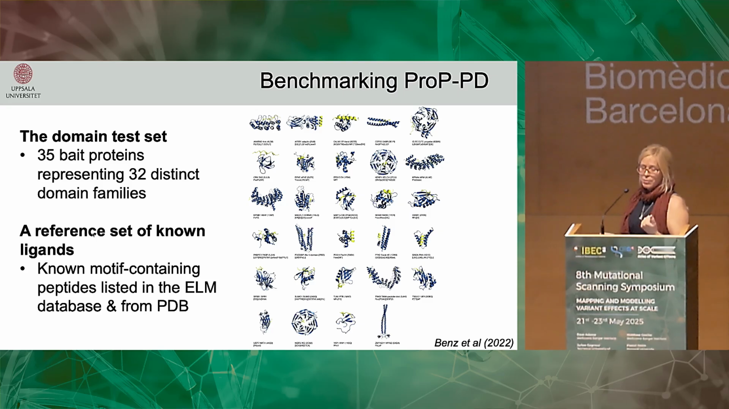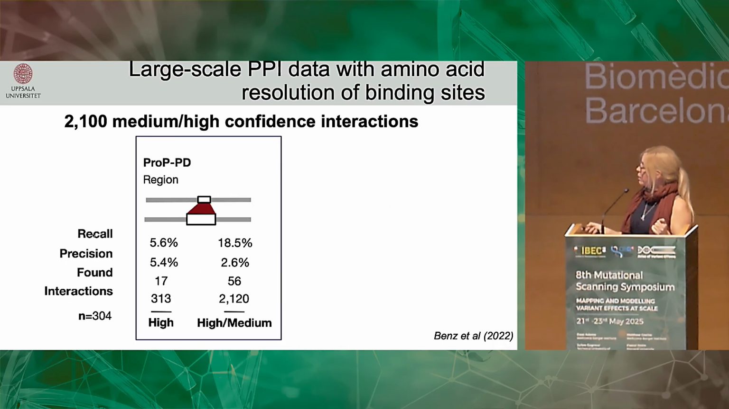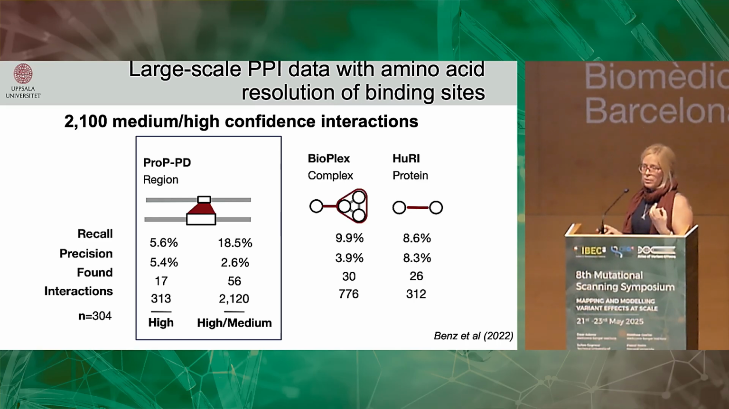We have benchmarked this approach using a target set of domains. So we picked 35 domains that were listed in the ELM database as being known peptide binders. And then we subjected them to our proteomic peptide phage display screening. And we could then show that our recall is about 20% of all expected motifs. And that might sound low, but it's actually high. It's about twice the recall of motif-based interactions as you would get using AP-MS or yeast two-hybrid.